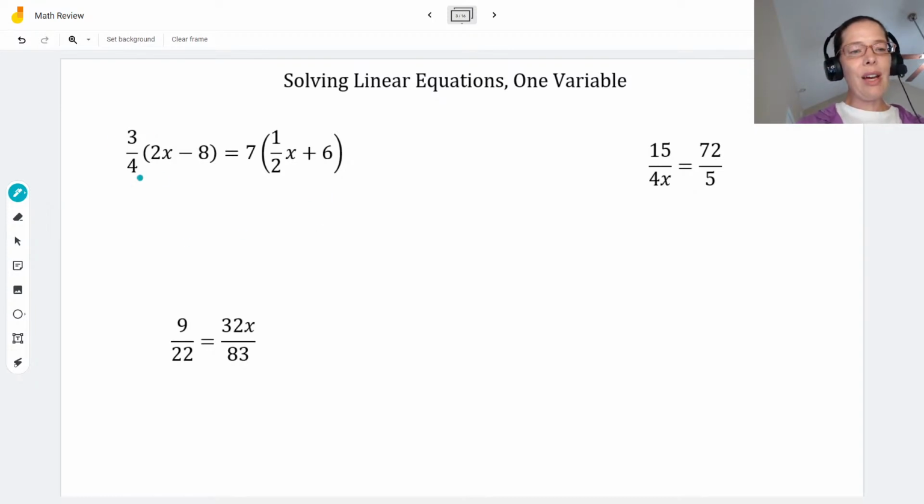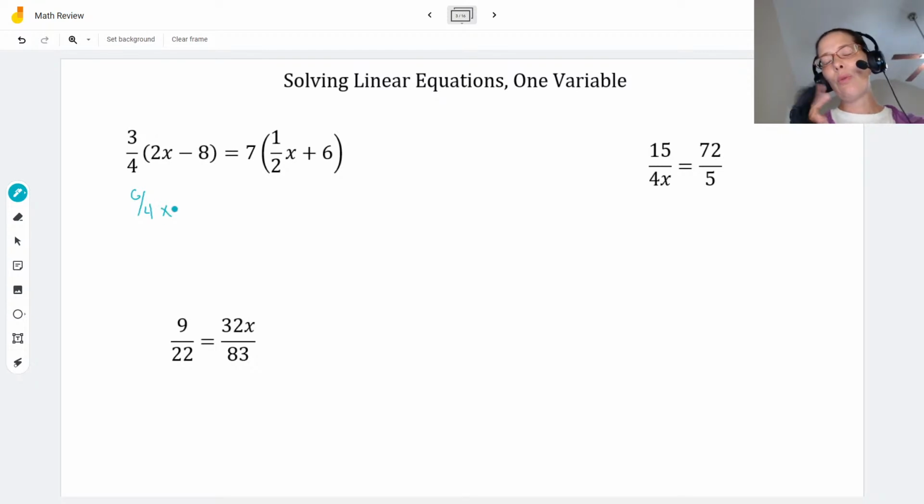Again, because I've got a fraction, I actually don't want to do any dividing or multiplying by the inverse. I think the easiest thing to do is to distribute again. However it makes sense to you, you can do it however you want, but let's distribute the 3/4 and let's distribute the 7 there. Okay, so I am going to multiply this 3/4 by 2x. I'm actually just going to call that 6/4 x.